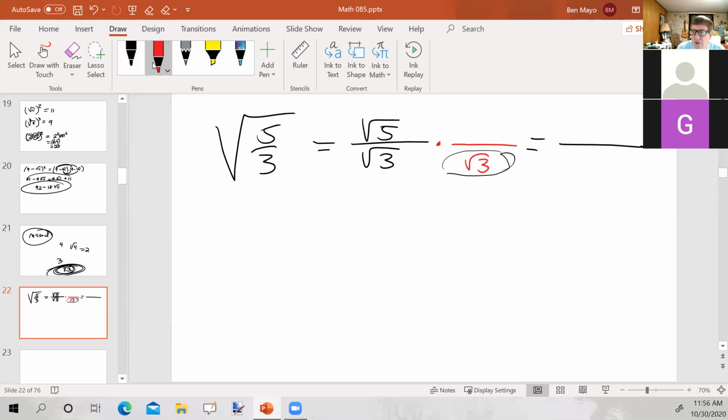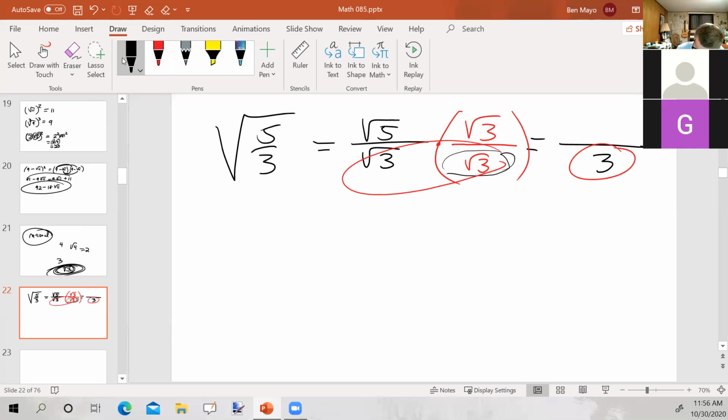The square root of 3, because wouldn't that give you plain old regular 3? Yes. But if I'm going to multiply the denominator by the square root of 3, I must also multiply the numerator by the square root of 3. So in fact, all I'm doing is multiplying times 1.